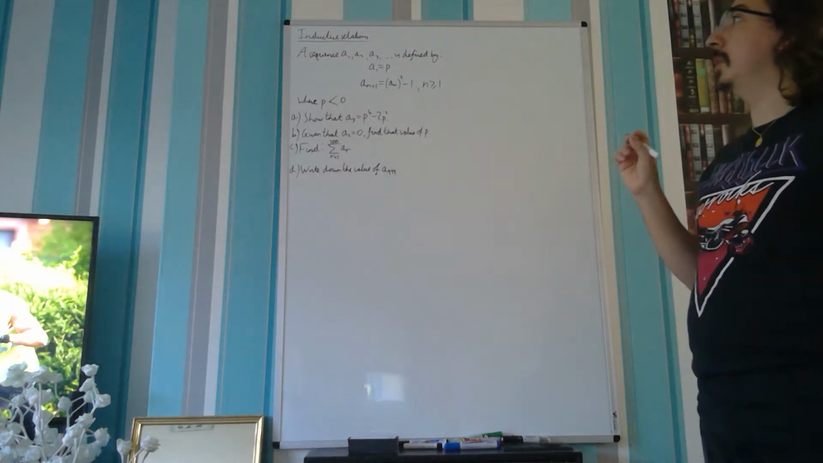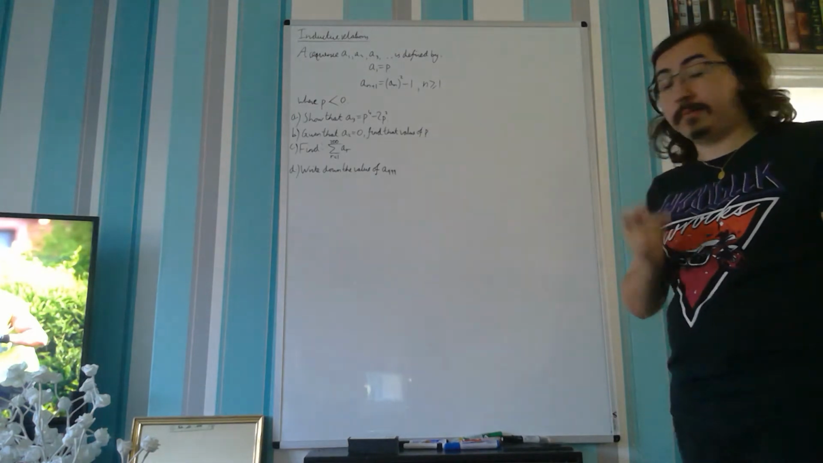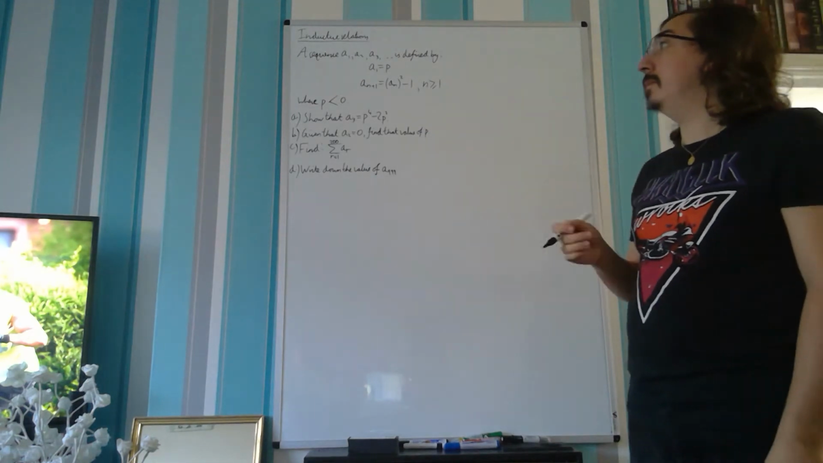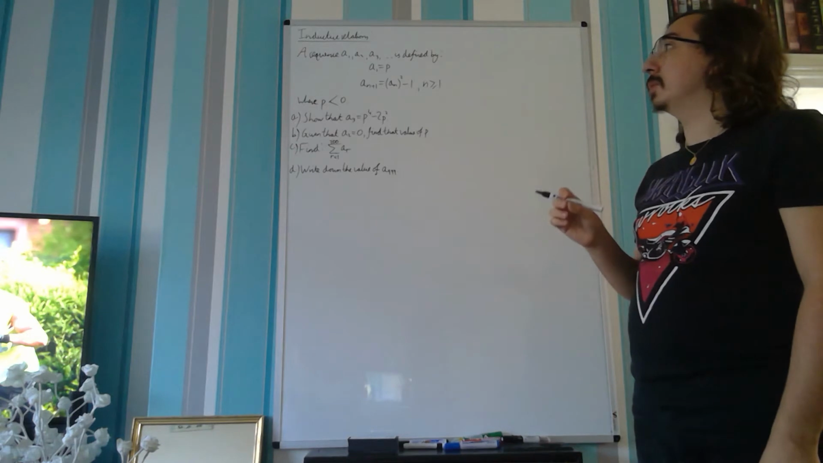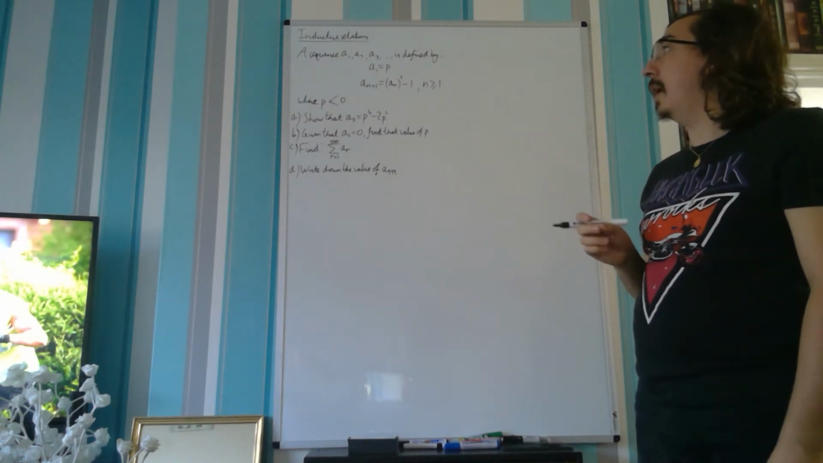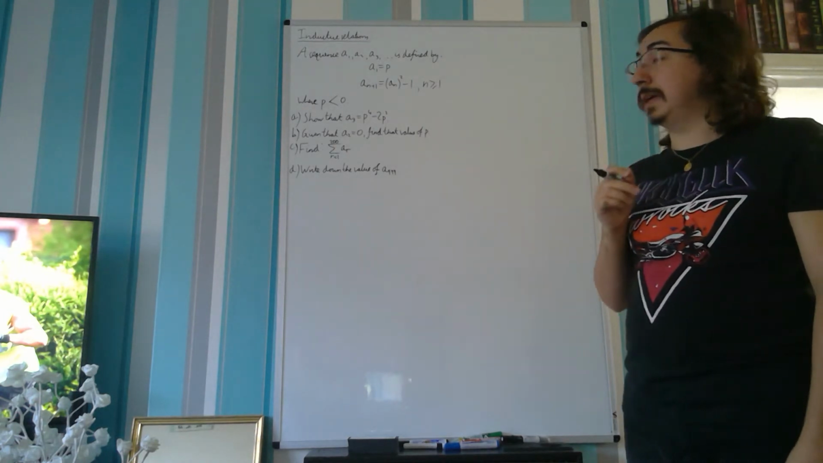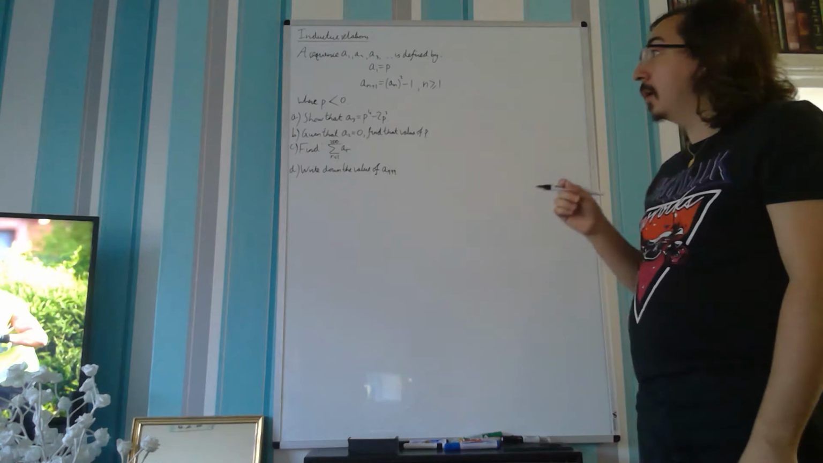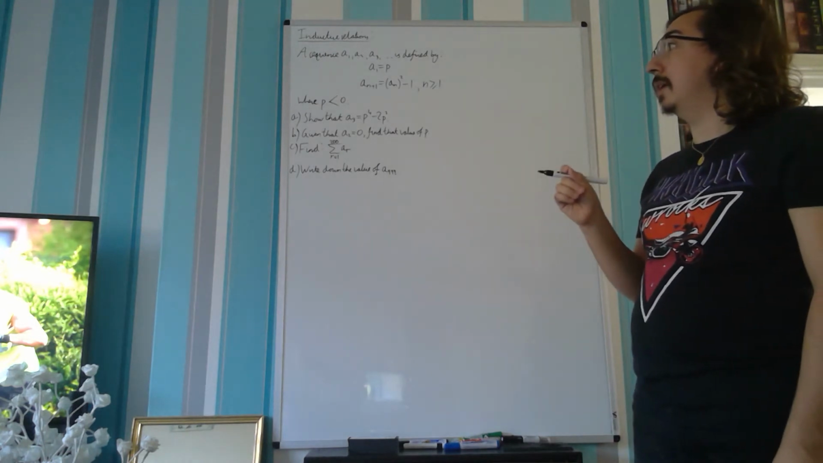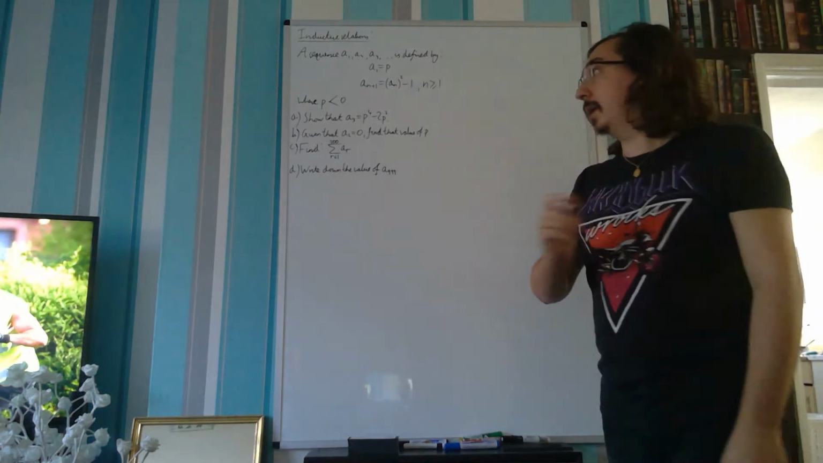So in this problem we're given a sequence a1, a2, a3 and so on defined by a1 is equal to p and a(n+1) is equal to an squared minus 1, where n is greater than or equal to 1. We're also told that p is less than 0. Part A says show that a3 is equal to p to the 4 minus 2p squared.